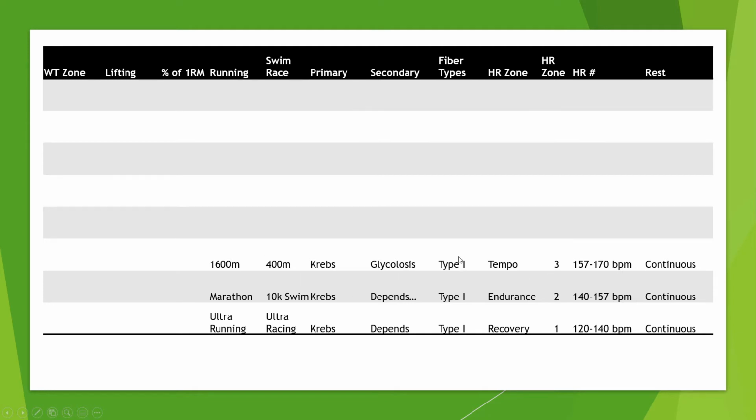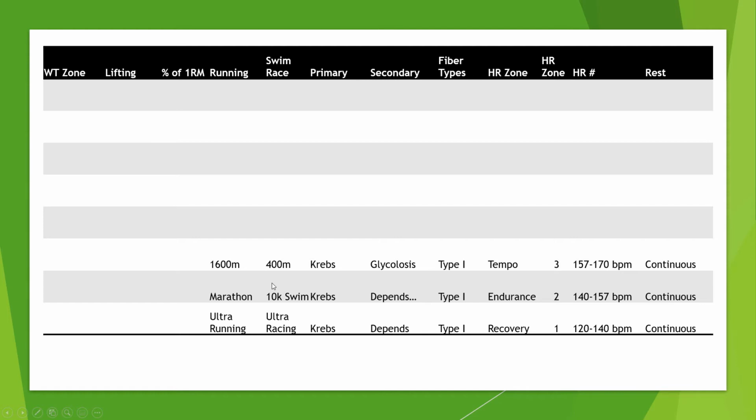So this is where you really start pushing some of the paces. All right, you start pushing pretty hard. So you're going to be using the Krebs cycle as well as the secondary system, the glycolysis, 157 to 170 beats per minute, continuous running. All right. Now, this one, your running race, you might be doing a mile race, somewhere between that mile and 10K area. Swim race is between that 400 meter to 1600 meter swim or 1500 meter swim.